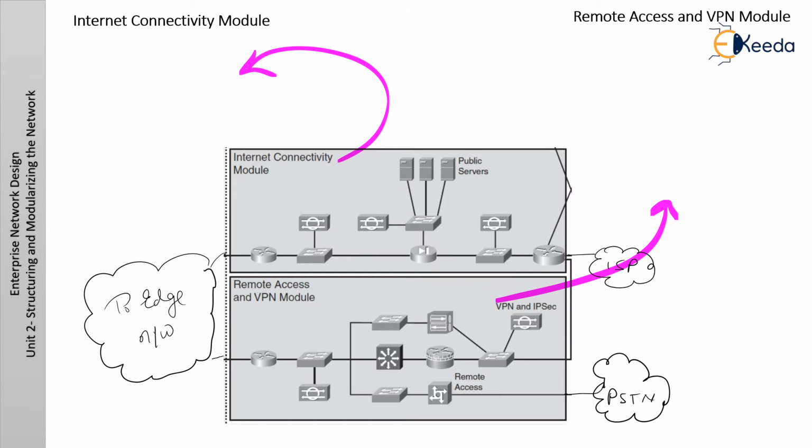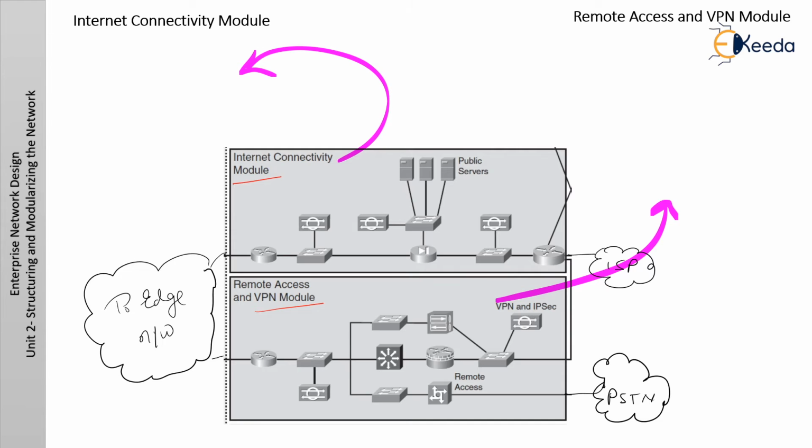So now come to Internet Connectivity Module. The Internet Connectivity Module is next to the e-commerce module. This is the Internet Connectivity Module in the big picture. So here public servers are there and remote access and VPN module is below this Internet Connectivity Module.